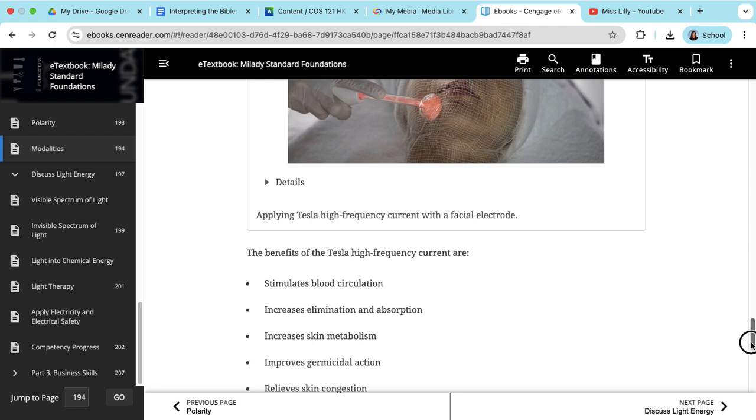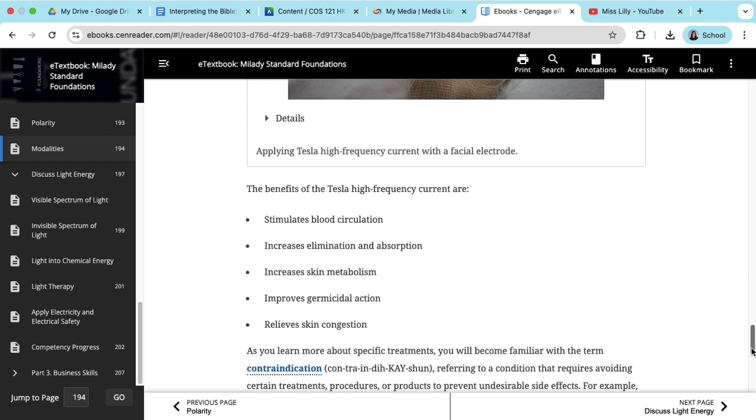Which are the benefits of the Tesla high frequency? It stimulates blood circulation, increases elimination and absorption, increases skin metabolism, improves germicidal action, and relieves skin congestion.